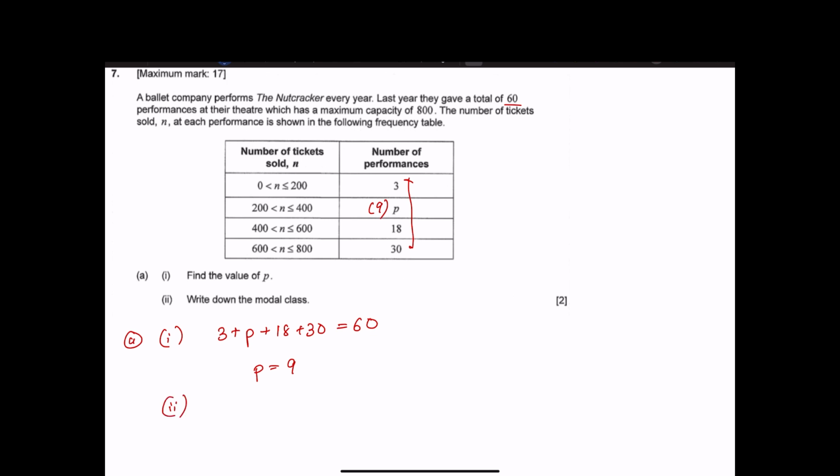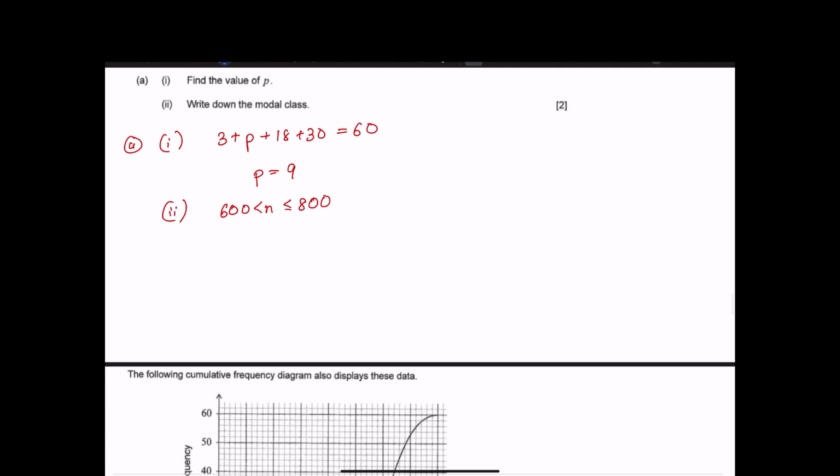Second, write down the modal class. Modal class is basically the class which has the highest number of performances. So here, this will be the modal class 600 to 800, because it has 30 performances, which is the highest. Okay, so this is the modal class here.